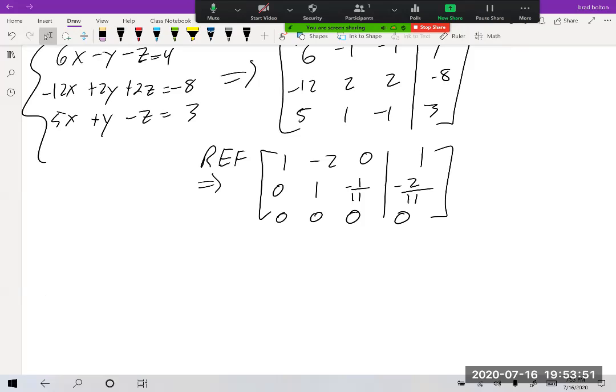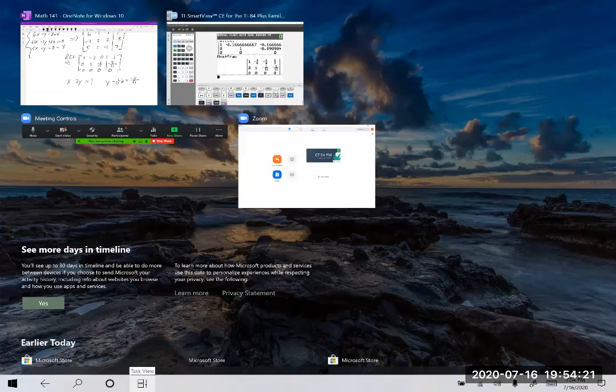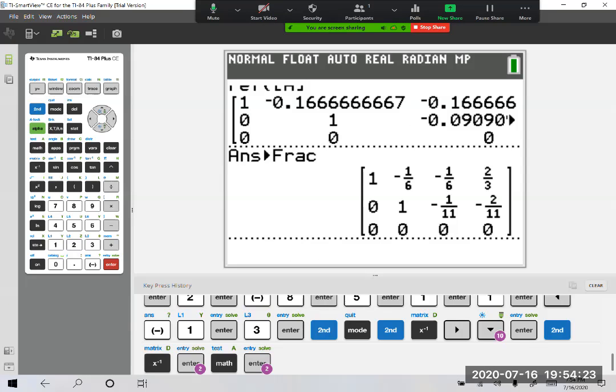But what this means then is, let's do the first row. x minus 2y equals 1. And the other row is y minus 1/11 z equals negative 2 over 11. Okay, so far so good. Oh, I'm doing one different from before. So this is 1, negative 1/6, negative 1/6.